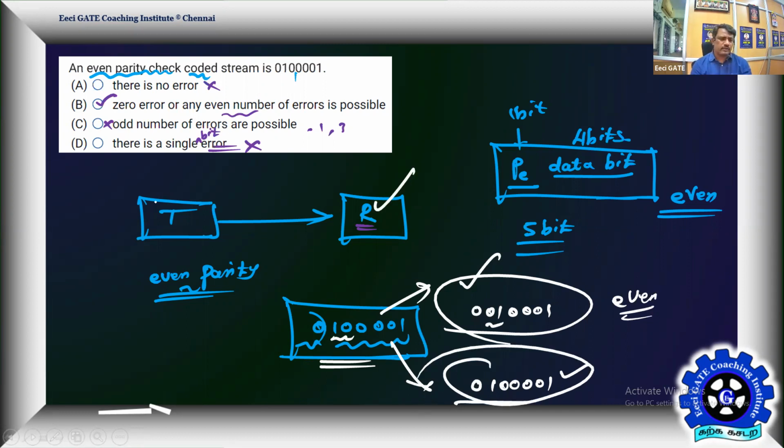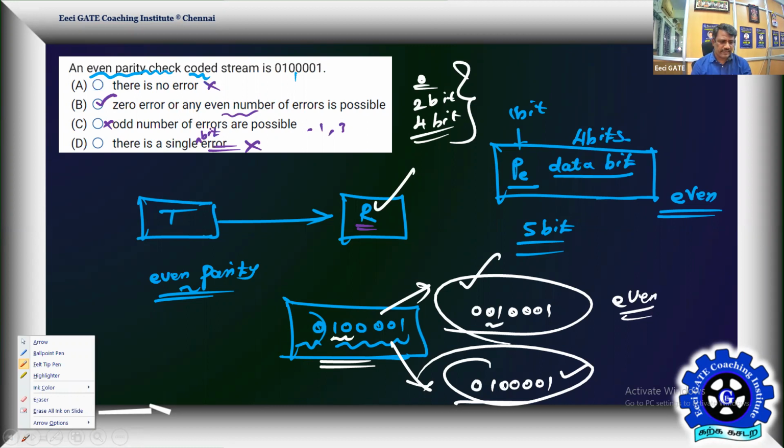So 0 errors or any even number of errors means either a 0-bit change, which is no error, a 2-bit change, where there is an error, or a 4-bit change, with 4 bits really changing their values, zeros becoming 1, ones becoming 0. We can't notice them. So that is the correct answer for this problem.